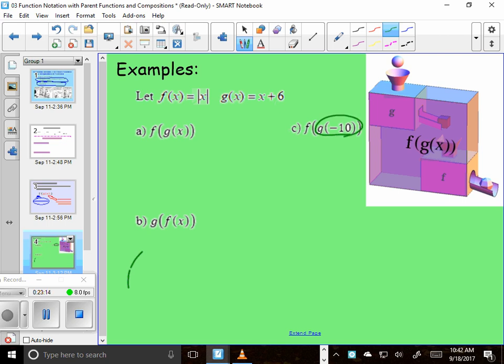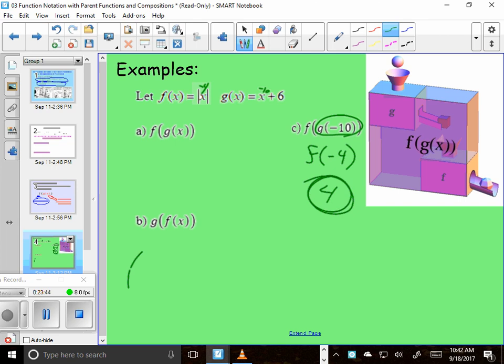So first, let's just do G of negative 10. So we stick a negative 10 in the G function, and there we go, and what do we get? Negative 4. Now it's F of negative 4. And what is F of negative 4? The negative 4 into the F function, and you get 4. Absolute value of that, which is 4.